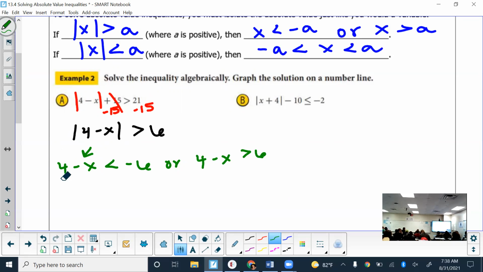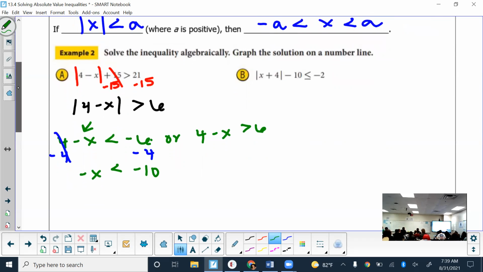Solve them separately. How do I get rid of the 4? Subtract 4 on each side. Then we have negative x. When I subtract, do I need to flip the sign? No, so leave the sign the same. What's negative 6 minus 4? Negative 10.